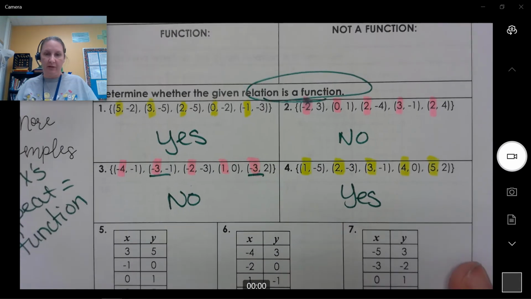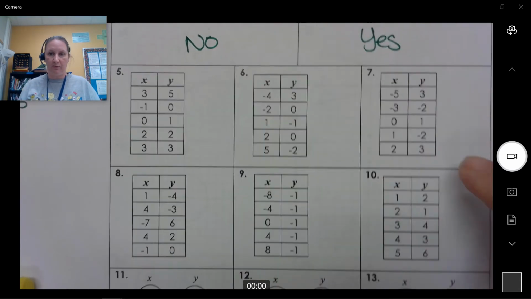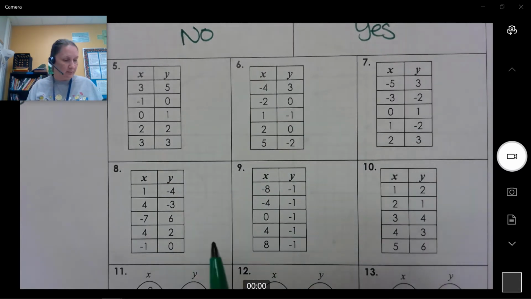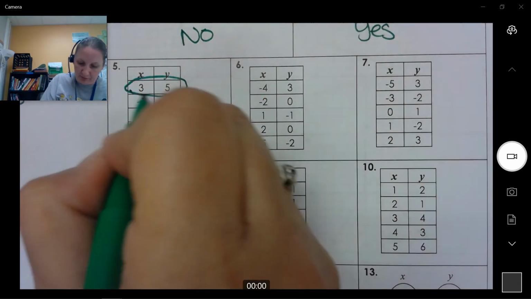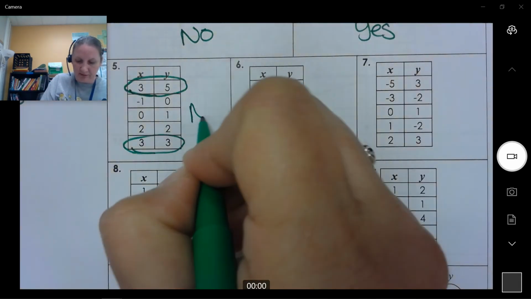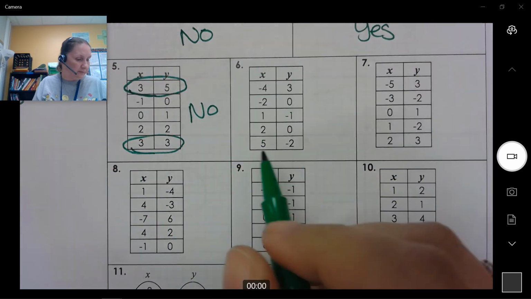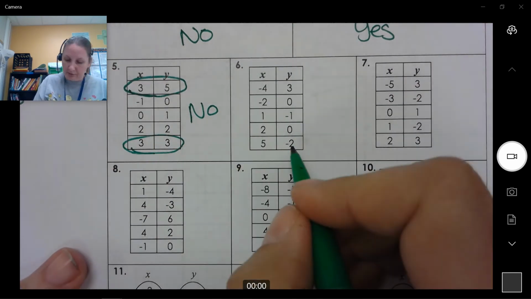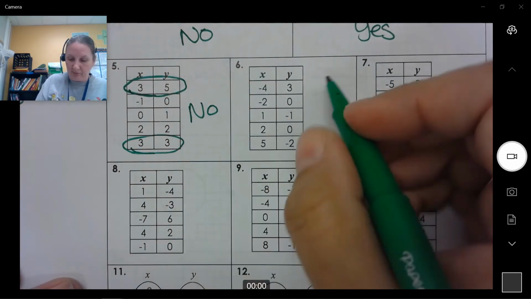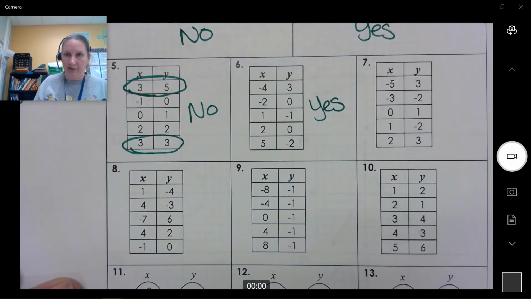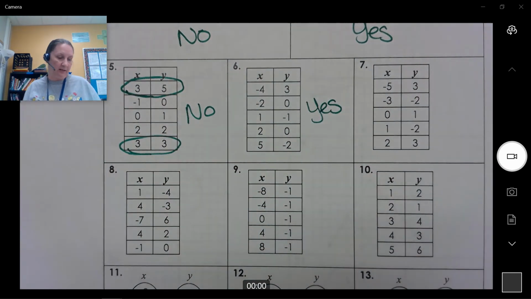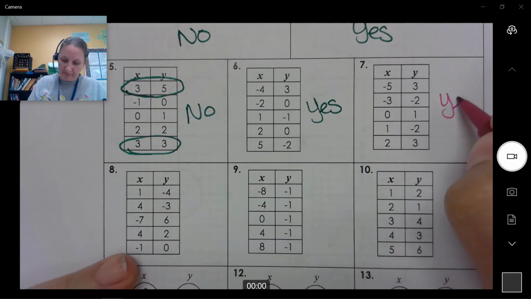Okay, now we can do the same thing if they're in table form. So looking at number 5, I see a 3 and a 3 listed. That's a no. Number 6, I don't see anything repeated, so that's a yes. So I'm going to ask you to do 7, 8, 9, and 10. Okay, so 7 should be a yes.